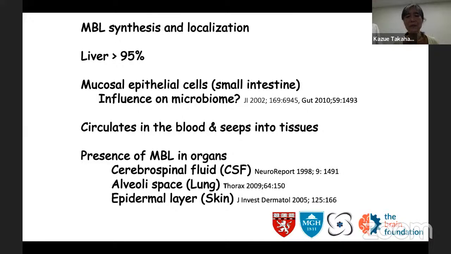MBL is primarily synthesized in the liver, but a small portion is expressed in small intestinal mucosal epithelial cells. And I personally believe it should influence the microbiome, as we heard earlier this morning as well as yesterday. Even though MBL is synthesized in the liver, most circulates in the blood and seeps into tissues. So far, MBL has been identified in CSF and alveolar lavage, and even in the skin.